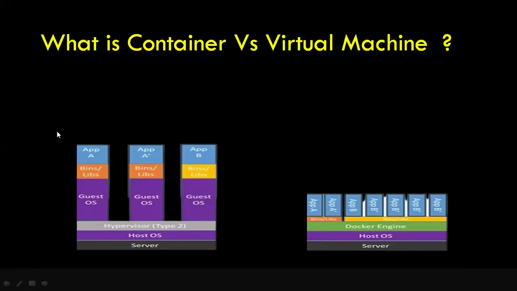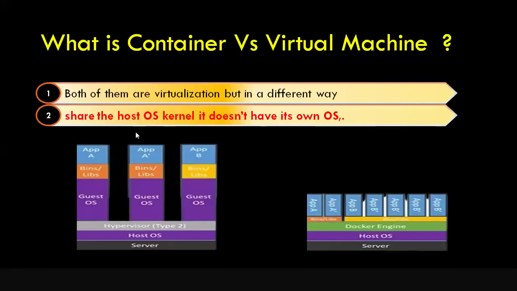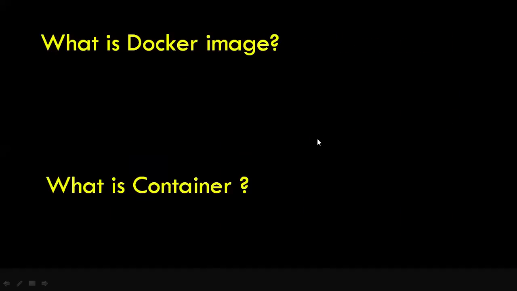Now you understand why containers are more popular than virtual machines: containers share the host OS kernel and do not have their own operating system. The opposite is this one. A virtual machine owns the operating system, which is very expensive. Now let us learn two other terms.